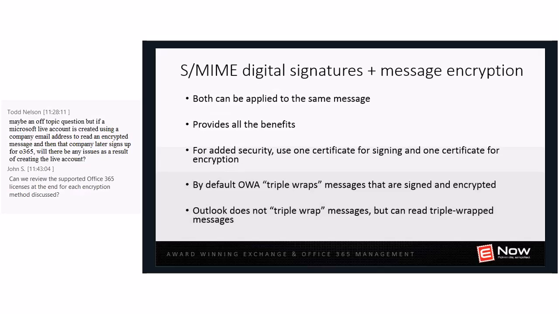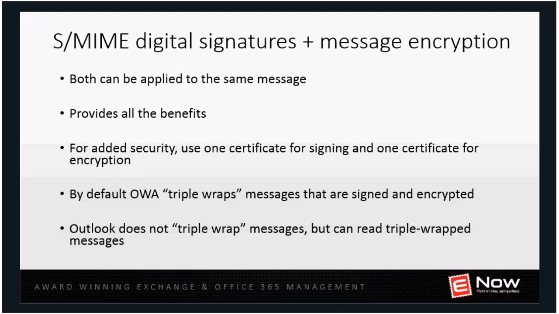You can use digital signatures and message encryption together on the same message. It provides all the benefits of each, the encryption and the signature together on the same message. So your message is really very secure at that point. It is recommended for additional security to use one SSL certificate to sign the message and a separate certificate to encrypt the message, though I don't think I've ever seen anyone go that far. Sure, someone has. Maybe some government organizations that really want to ensure their messages are safe.